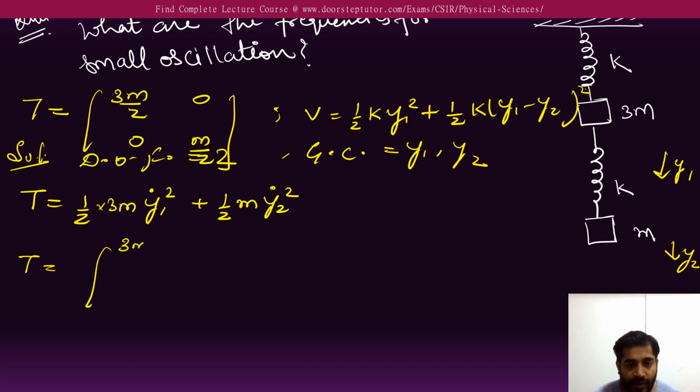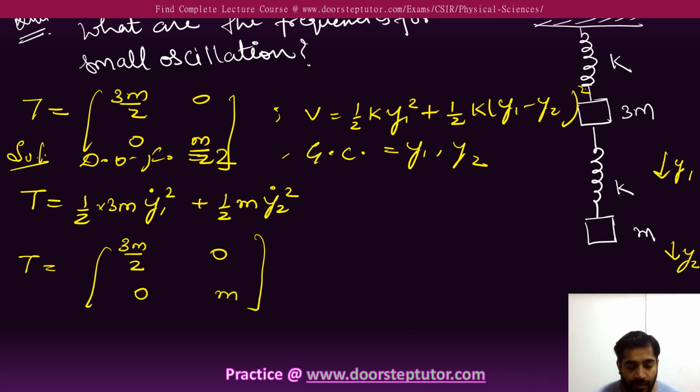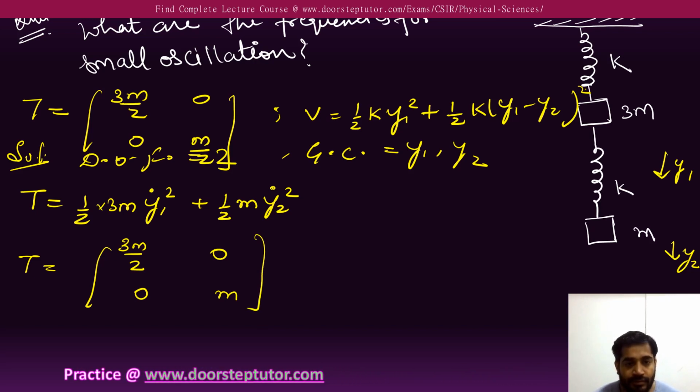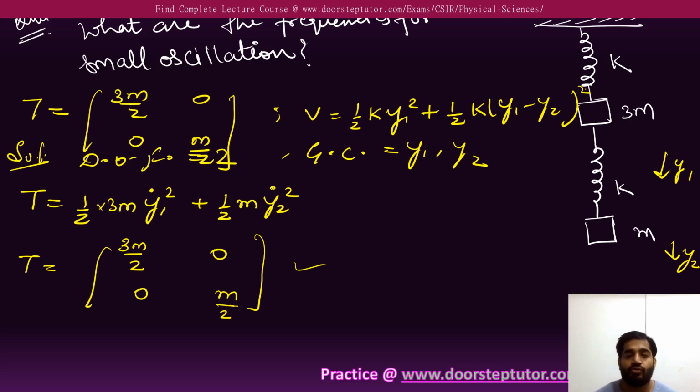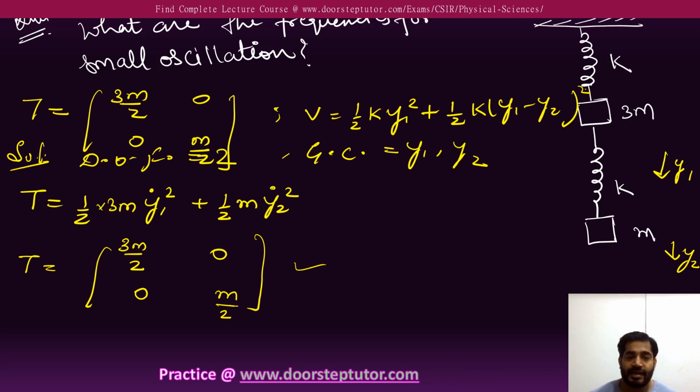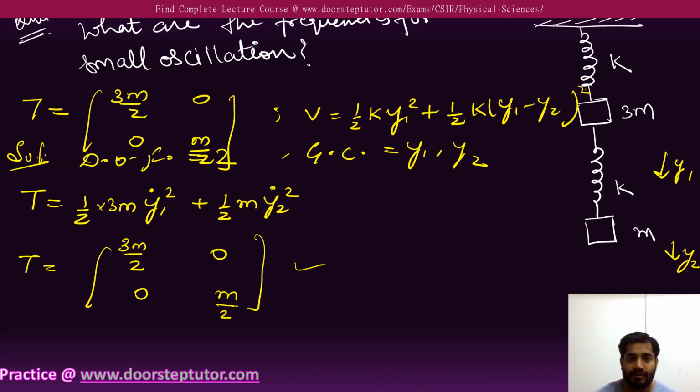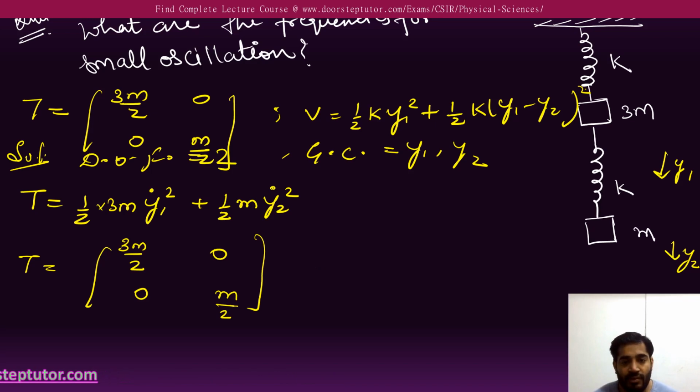It's 3m by 2 and 0, again 0, and then m by 2. Clear? Just take this as m by 2. The problem could have 2m or 3m instead of this m, and then we would just adjust them. If there is m, the matrix format for kinetic energy looks like this.